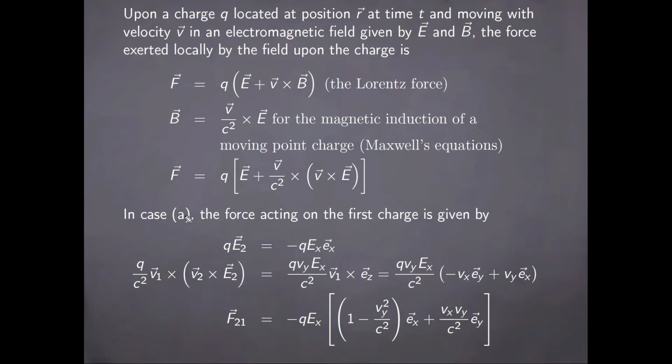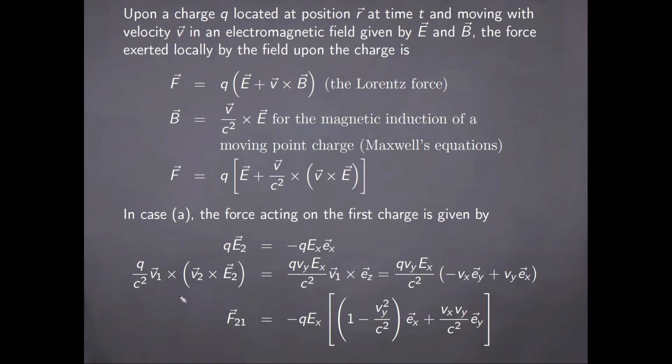Now, in case A, the force acting on the first charge is given as follows. The electrical component is just the charge multiplying the electrical field of its partner, and since we're working in the convention where the electrical fields are pointing away from each charge, the result is simply q times Ex, directed in the negative direction of the x-axis.